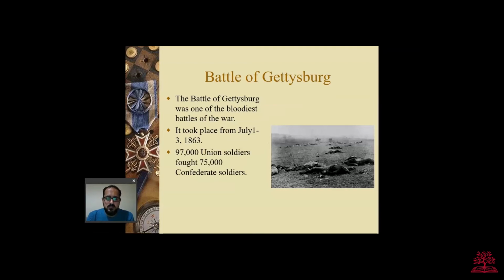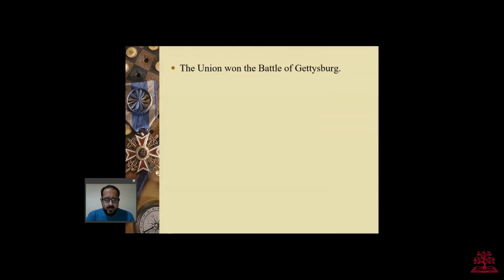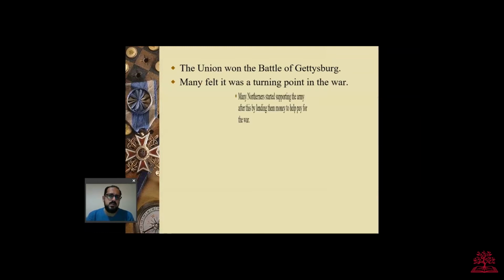75,000 Confederate soldiers also fought. So this is a very big number, so it was a huge battle. More than 50,000 men were killed or wounded in the battle. So the casualties were considerable. Now the Union won the Battle of Gettysburg again, and many felt it was a turning point in the war. So this is the importance of this battle.